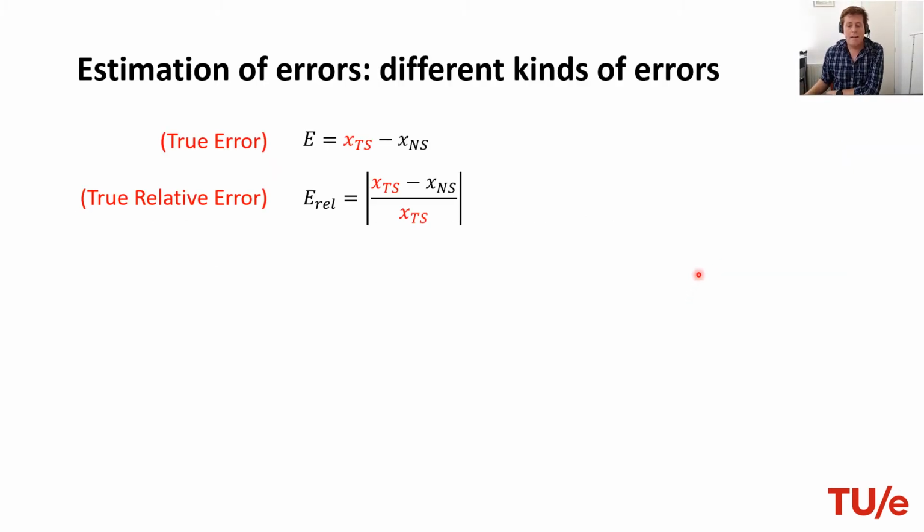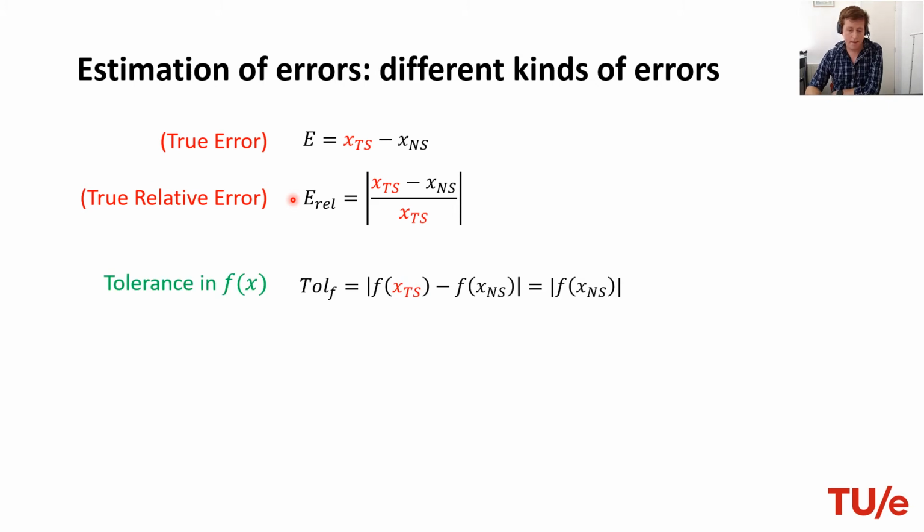Now, there are different kinds of errors that we can define in this way. We already know the true error and the true relative error, but because the true solution is not known for any real practical problem, unless you're working with toy problems, because if you already know the true solution, why would you even try to solve it numerically, unless you're doing this for educational purposes? So this true error and true relative error are not known in virtually all practical cases, so we have to define different kinds of errors, approximate errors.